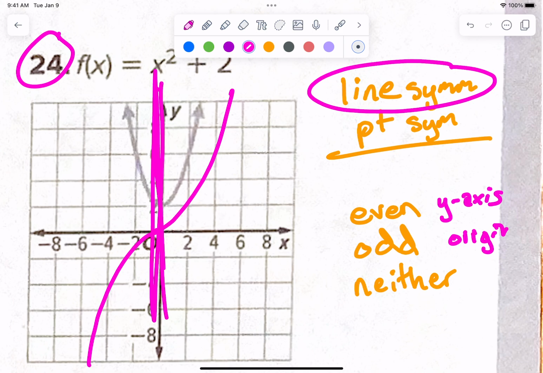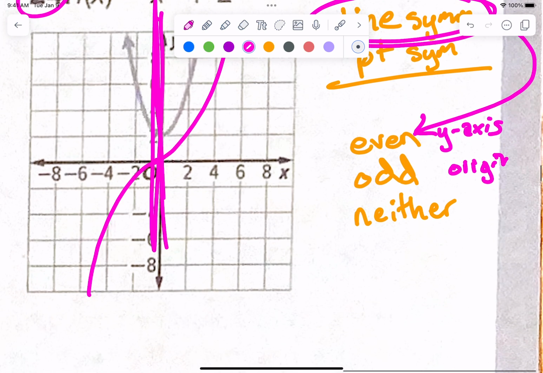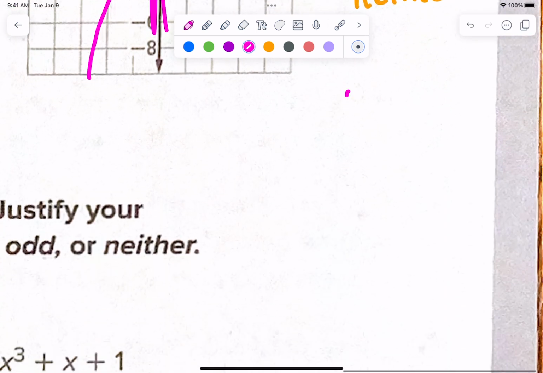Now, here's my question. If he has line symmetry, is he always an even function? No. Give me a scenario of when he is not. Absolute value, that could still be even. If it's not on the y-axis. Jacob just said it right here.